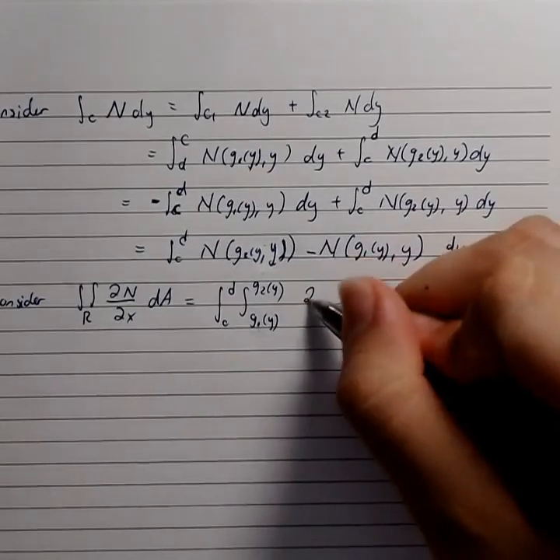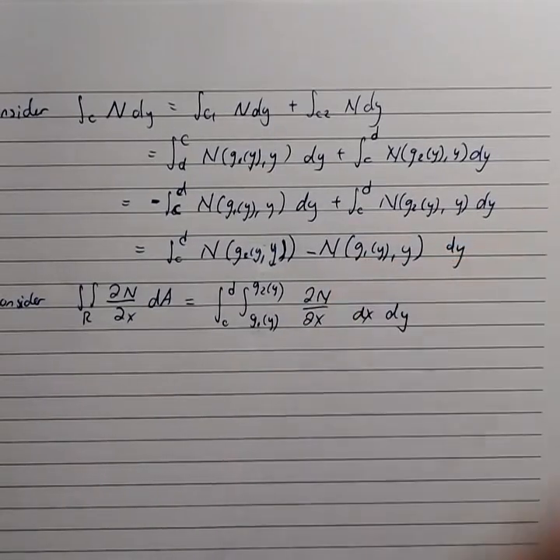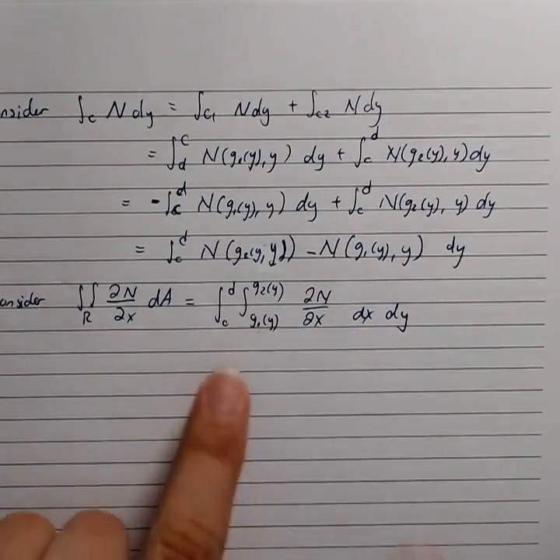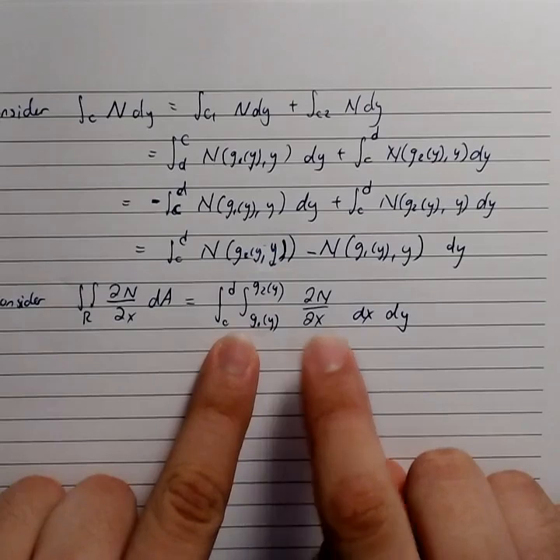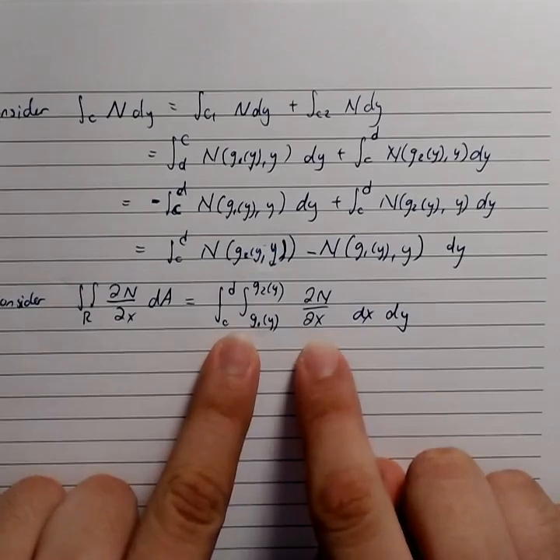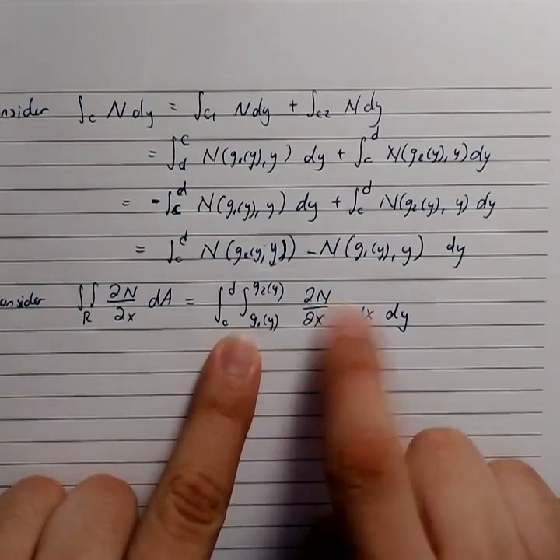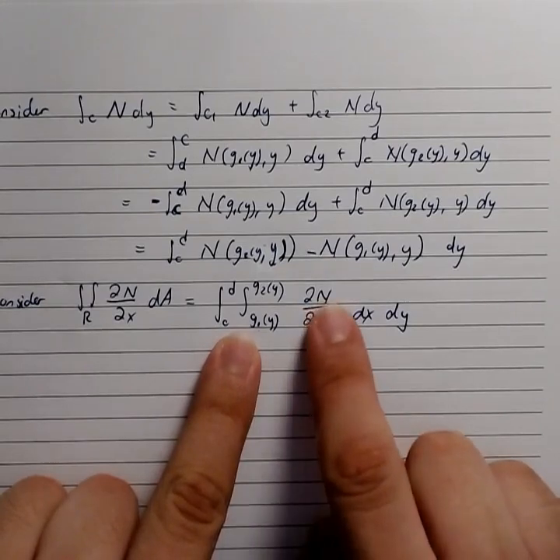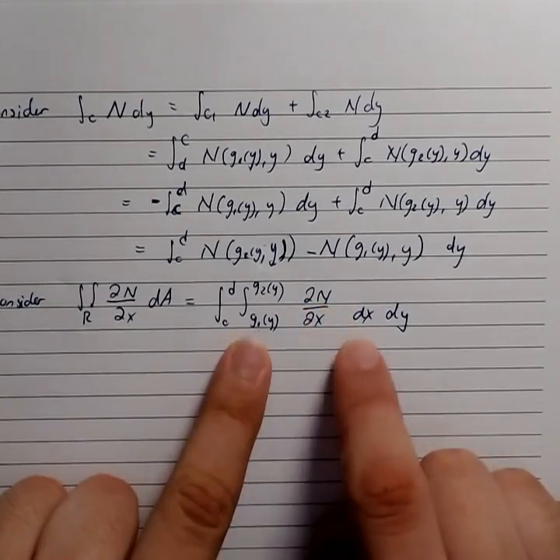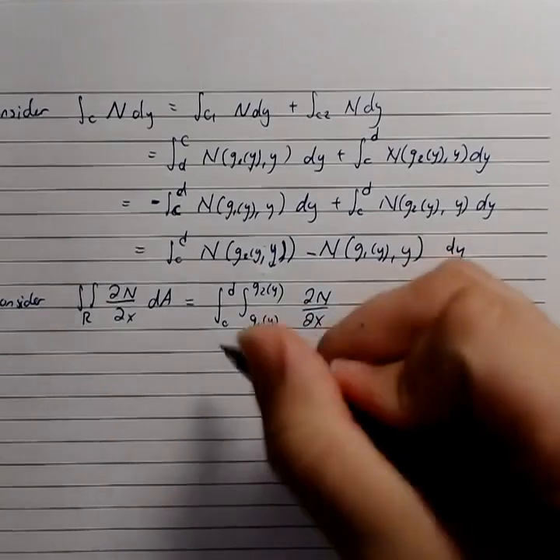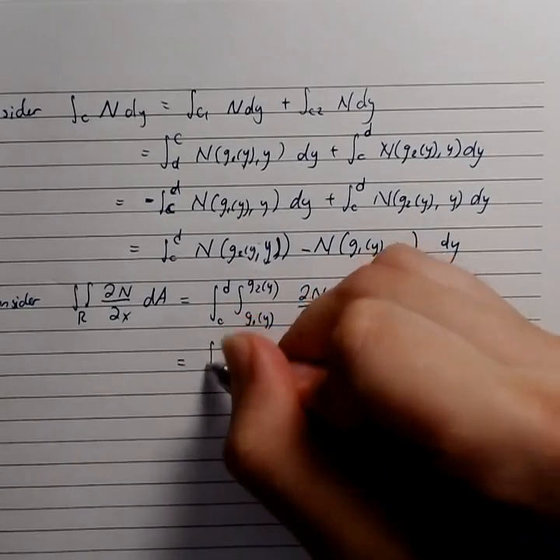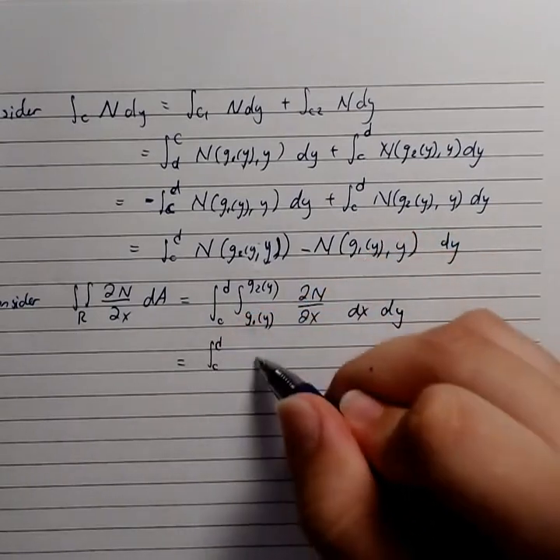This is just the partial of n with respect to x. But notice now that I have the integral with respect to x of the derivative with respect to x. Oh, that's just n, right? Take n, take its derivative with respect to x, and then integrate with respect to x. That just brings me back to n, doesn't it? So that's going to be the integral from c up to d of n.